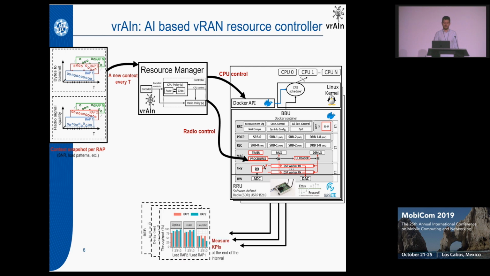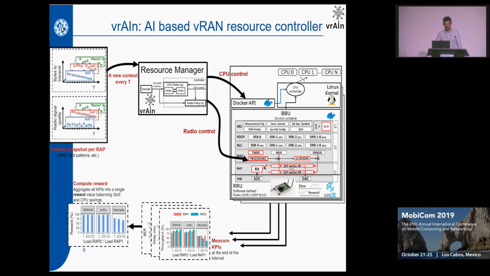At the end of the orchestration period, some performance metrics are obtained. Based on these performance metrics, we compute the reward. The reward allows the resource manager to operate and learn for the next orchestration period. In this figure, we can see the implementation of our virtualized base station using srsLTE, a well-known software implementing the full LTE stack, and Docker containers.